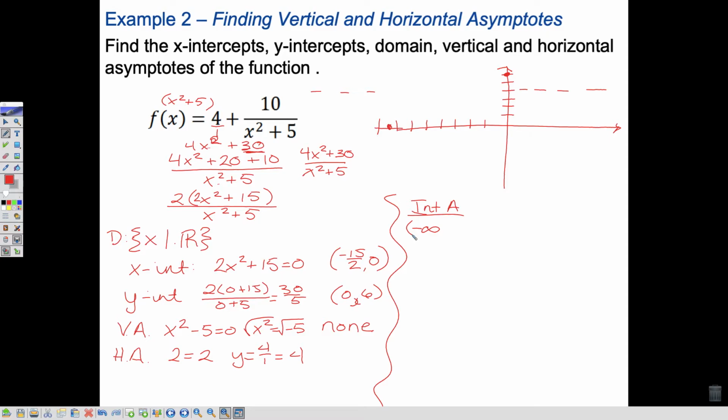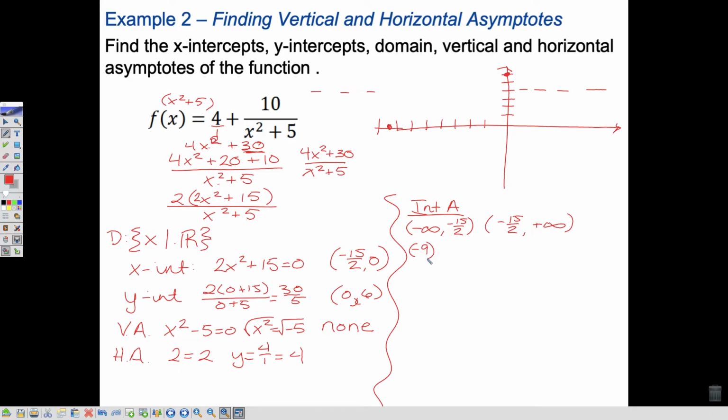So then we go to negative 15 halves. Okay, and then I leave negative 15 halves and go where? Positive infinity. Now, the nice thing about this is I don't have to use 15 halves, do I? I just use negative 8 or negative 9, right? Let's use negative 9.